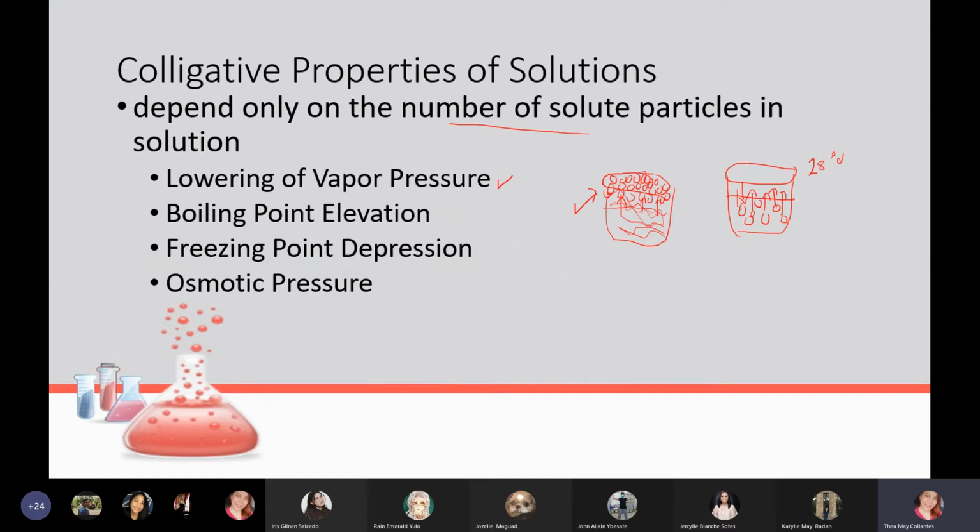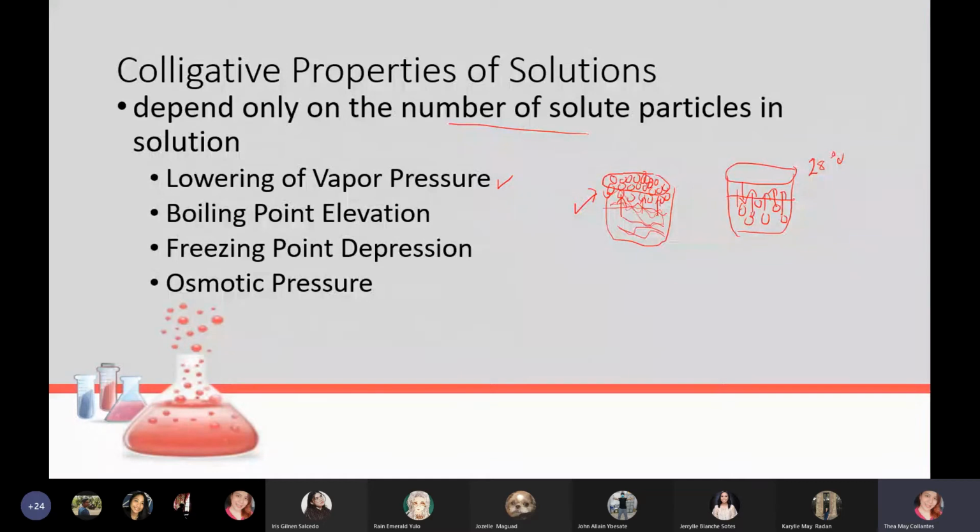Right, Miss? Class, raise your hands if you get it. So what you should do is just add more solute, so that the water will not vaporize right away. Okay? It's easy, right?